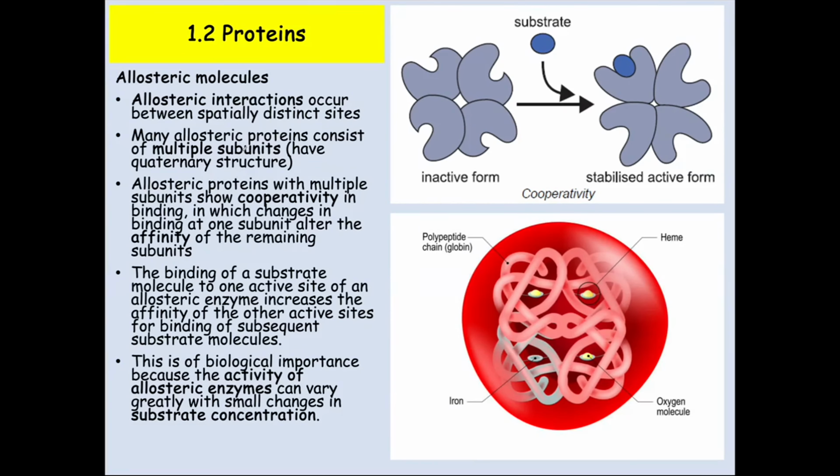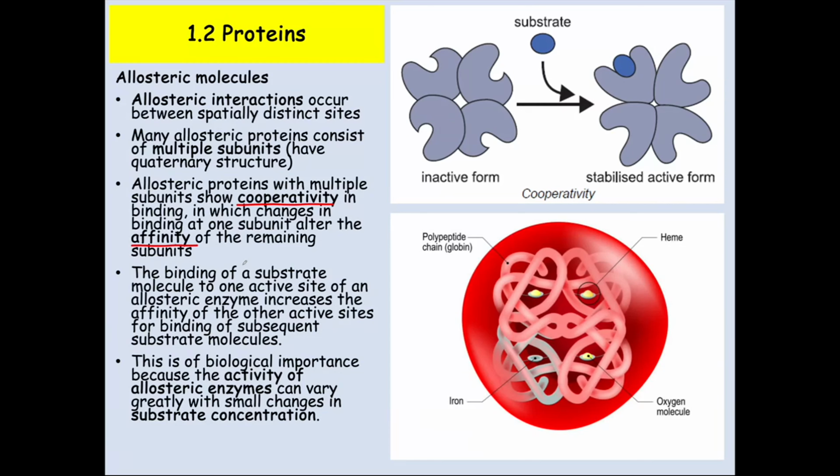Allosteric molecules. So allosteric interactions occur between spatially distinct sites, i.e. the 4 subunits here that make up the quaternary structure of this molecule. Many allosteric proteins contain multiple subunits, i.e. have quaternary structure. Now, allosteric proteins with multiple subunits tend to show something called cooperativity. Cooperativity is where a change in the binding at one subunit will alter the affinity of the remaining subunits. A good example of that is hemoglobin and oxygen. So when oxygen binds to one of the heme groups, that then increases the affinity for oxygen on all of the other heme groups as well.